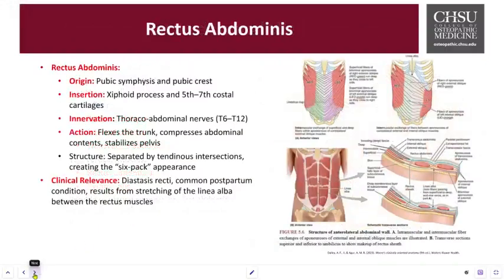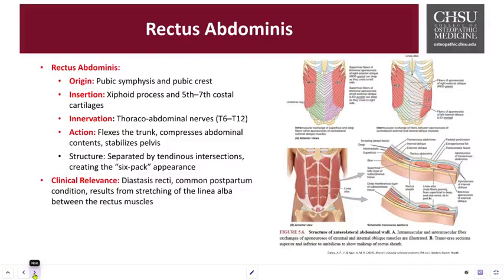We'll start with the rectus abdominis. This is the primary vertical muscle of the anterior wall. It originates from the pubic symphysis and inserts all the way to the 5th through 7th costal cartilages. It is segmented by tendinous intersections, which prevent the muscle from bowing during contraction, and it creates that famous six-pack appearance. Its primary function is flexing the trunk and stabilizing the pelvis.